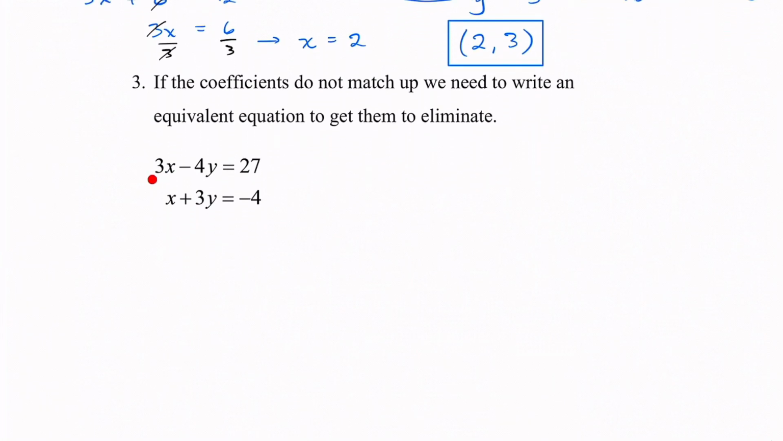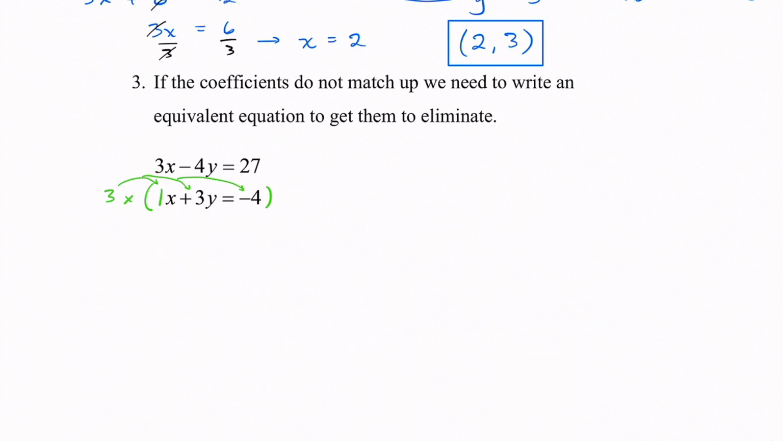So if this one has a 3 with the x, this one there's no number there, so there's really just like a hidden 1. But if I wanted to get that to be a 3, I would have to multiply this by something. I would have to multiply by 3. But you have to multiply every single term by 3. So you got to multiply this one, the other term, and this term.